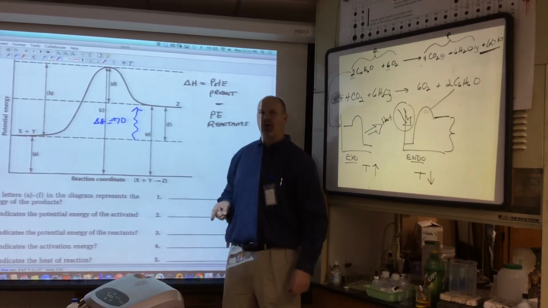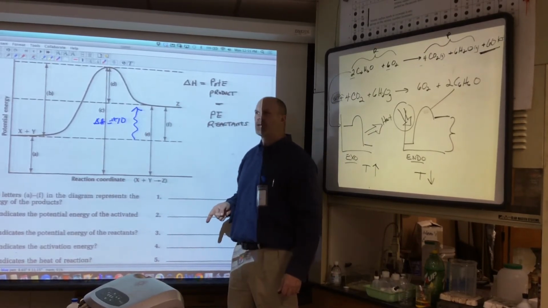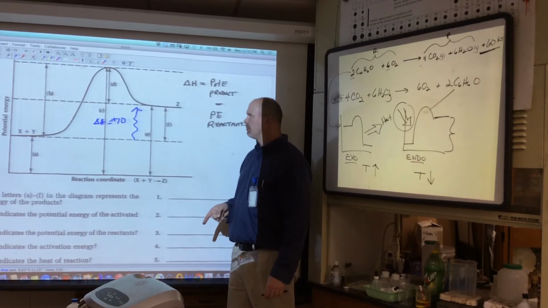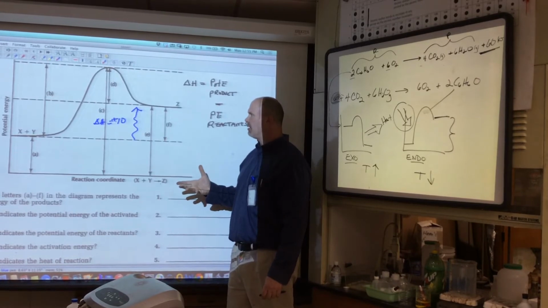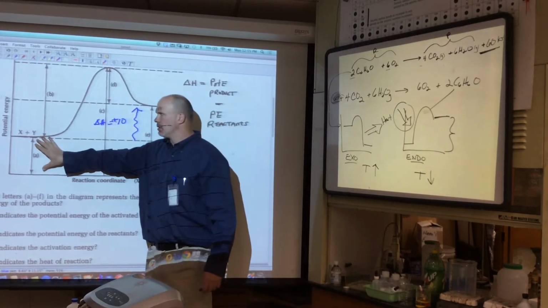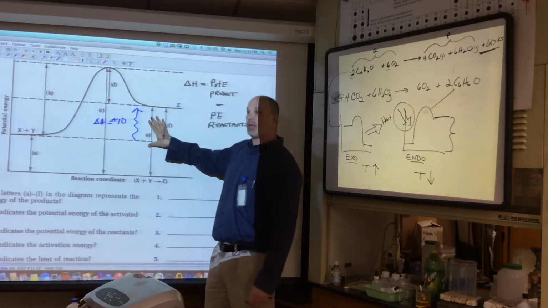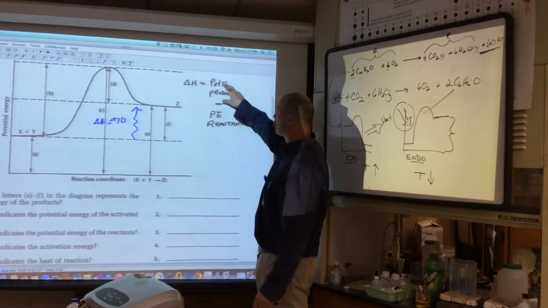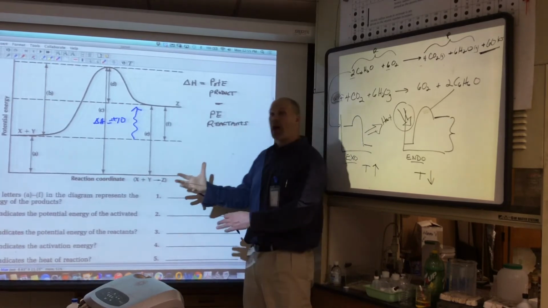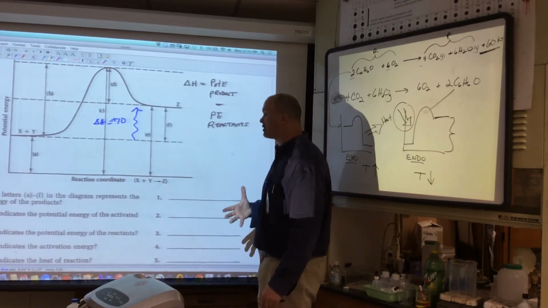What about the reverse reaction? What's the value of delta H now? Negative 10. So if it's negative 10, if I go in the reverse, this is now my products. 10 minus 20 gives me negative 10. So it's always products minus reactants. That's the way that we get the sign that makes sense of the movement of change of energy.